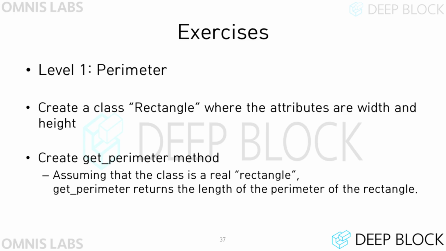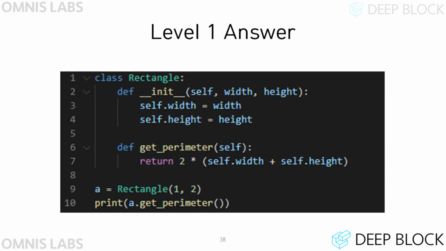Now, let's solve an exercise problem. Let's implement a method called getPerimeter in the rectangle class we made earlier. Think of the rectangle class as a rectangle and implement a function that returns the value of the perimeter of this rectangle. For example, we can implement the getPerimeter method like this. Since the perimeter of the rectangle is twice the sum of its height and width, we can return this value.